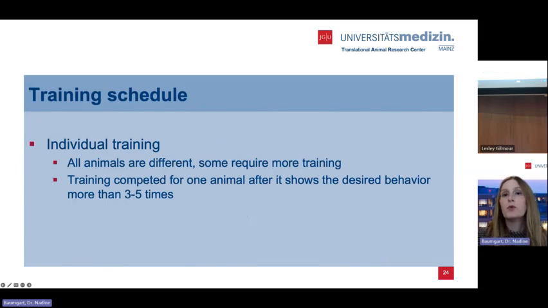You don't have to do such a fixed training schedule. You can have an individual training. Be aware that the animals are different. Some require more training, some require less. Even if you have a cage of littermate inbred mice, you end up with different requirements for training. And you can train until an animal shows the desired behavior 3 to 5 times, and then you consider it learned, and you can go on to the next animal, for example.